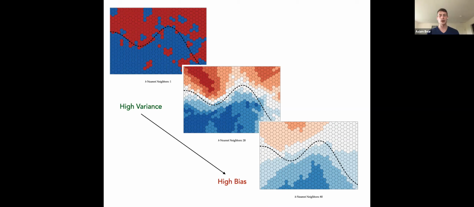What you see is that the function ends up being very smooth, but too smooth, and so you get bias away from this dotted black line. Ideally, we want to find the point in the middle, in this case, maybe around k of 20, that captures the regularities but doesn't overfit.